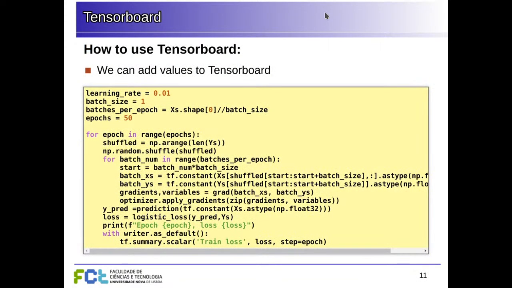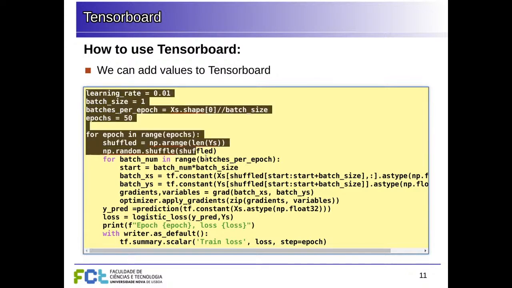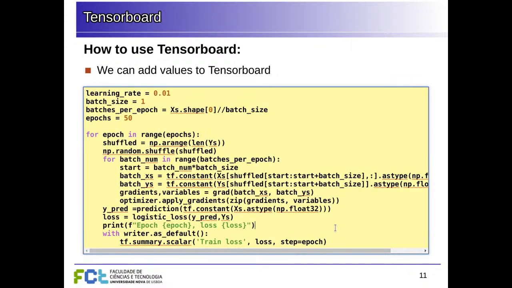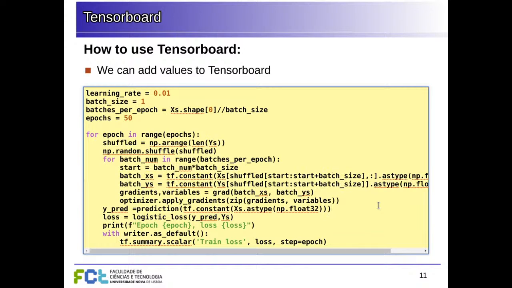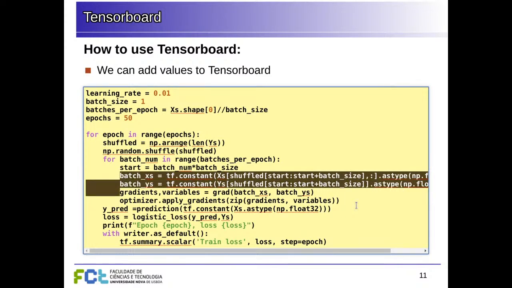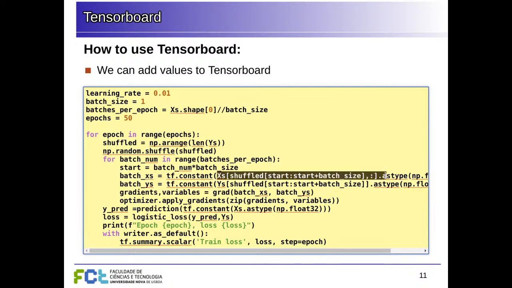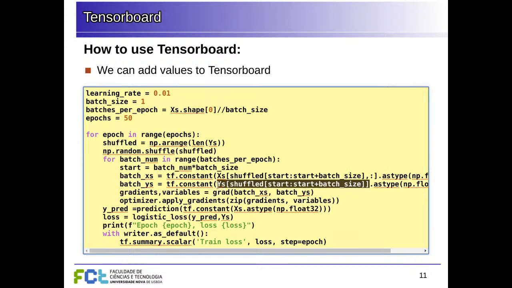You can also add values to TensorBoard. So let's start the training loop. This is similar to what we did last time. We have this loop for all the epochs. We shuffle our data. We create these batches by sampling from our data. And so in this case, what I'm doing is I'm creating the tensors for the slices in the features and in the labels.